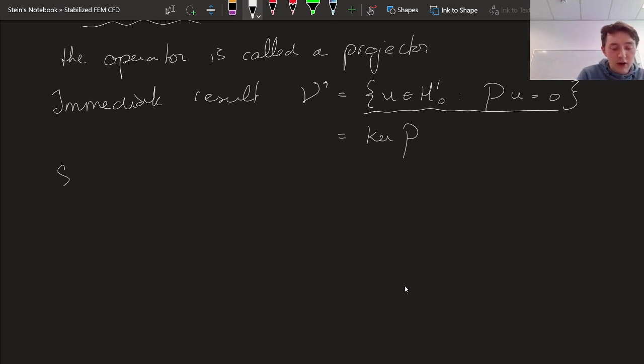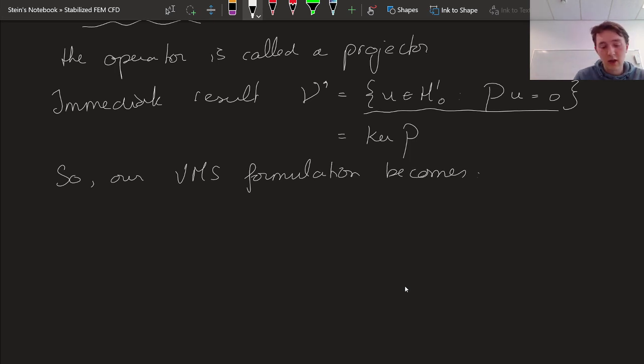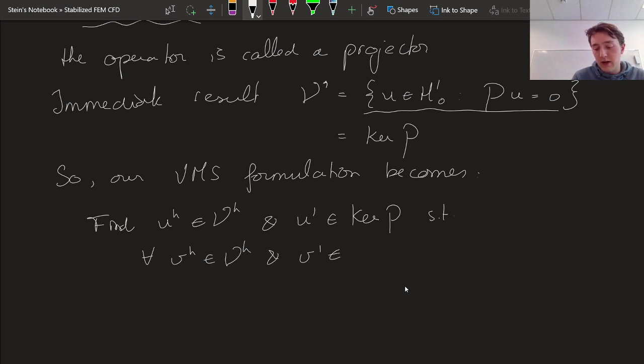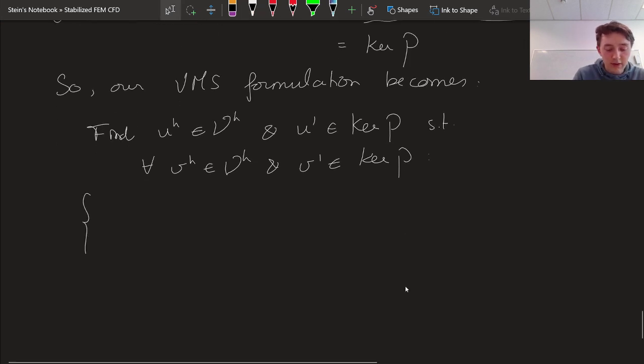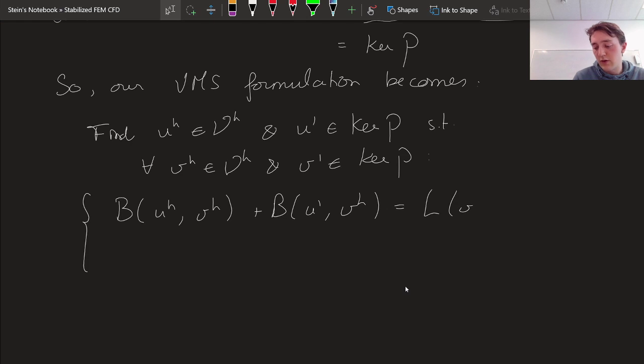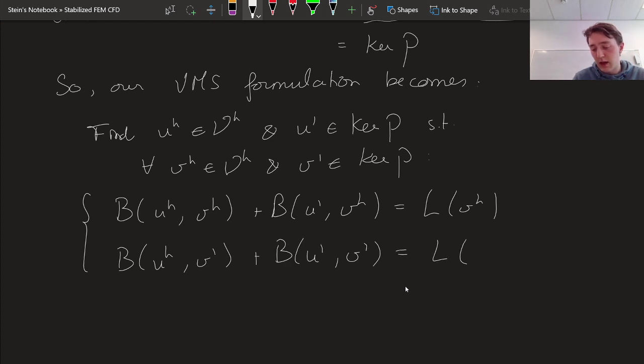So with this knowledge, our VMS decomposition, our VMS formulation becomes: we find a solution UH in our finite element approximation space and a fine scale function U prime that lives in the kernel of the projector, such that for all VH in VH and V prime again in the kernel of the projector, we have those two lines that we saw before: B(UH, VH) + B(U prime, VH) = L(VH), and B(UH, V prime) + B(U prime, V prime) = L(V prime).